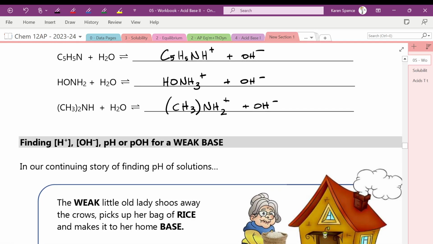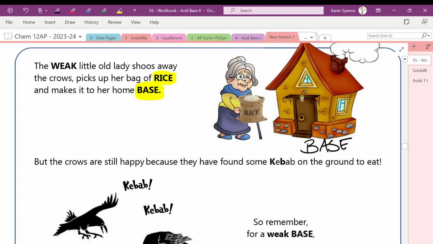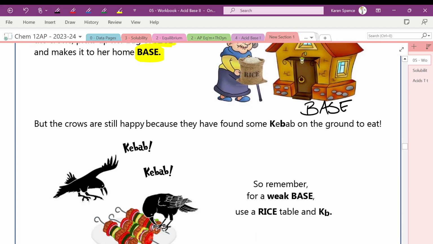Now, in our continuing story of finding pHs, look, the little old lady is back, but the weak little old lady shoos away the crows and picks up her bag of rice. So we're no longer having the crows going, "Caw." She picks up her bag of rice and makes it to home base. So if you have a base, what do the crows have to eat? They found some kebab that was lying on the ground. Kebab.